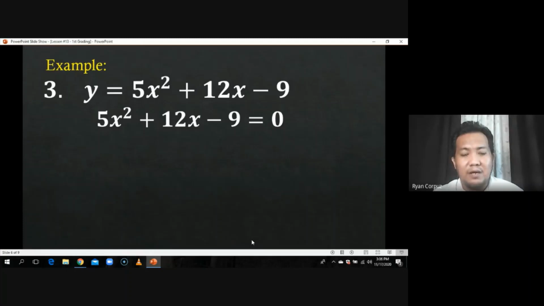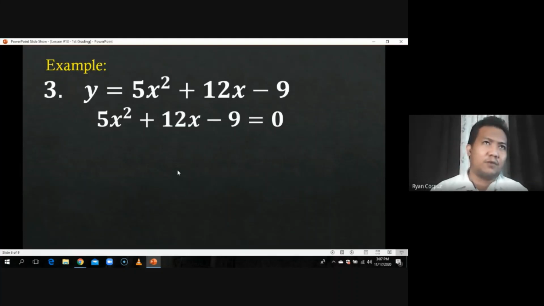Then let's make use again of any method in solving quadratic equation. Then we are going to use factoring again using AC method. So we are going to multiply 5 and 9 here. So 5 times 9 is negative 45. So we are going to find out factors of 45. Disregard muna natin yung sign, ha? So since we know that it's negative, so factors of 45 that when subtracted, the result is 12.